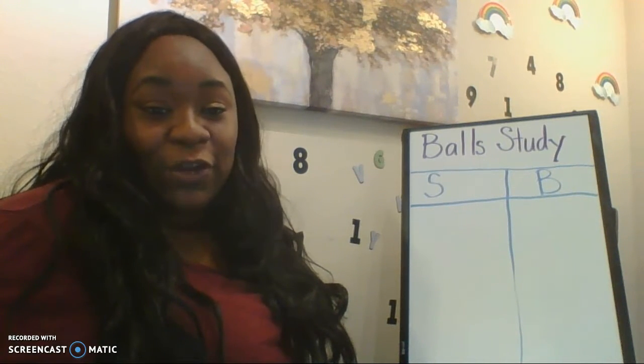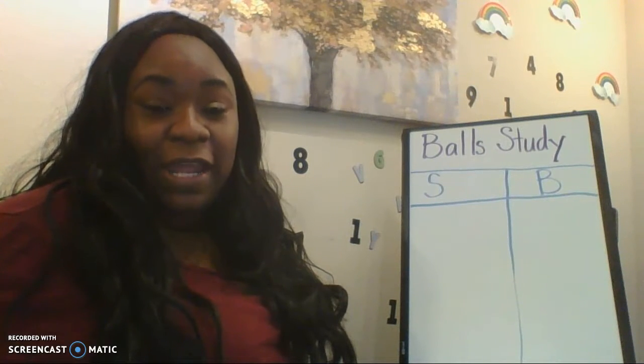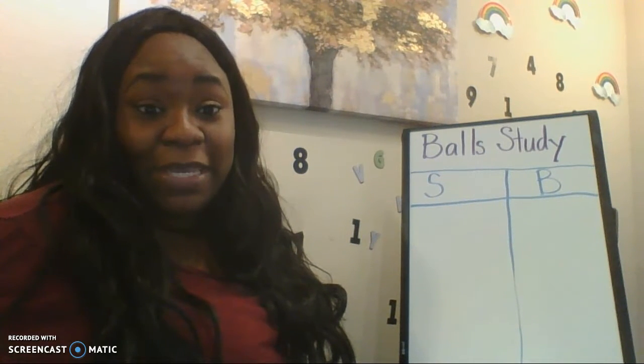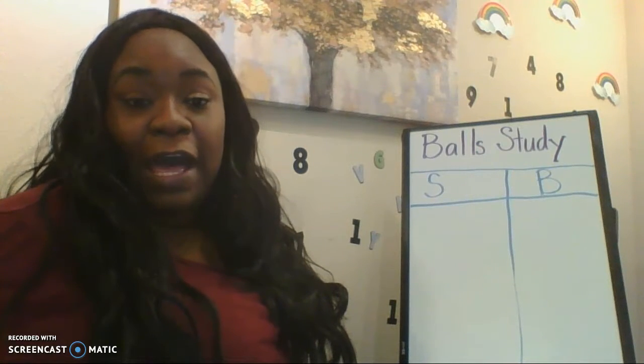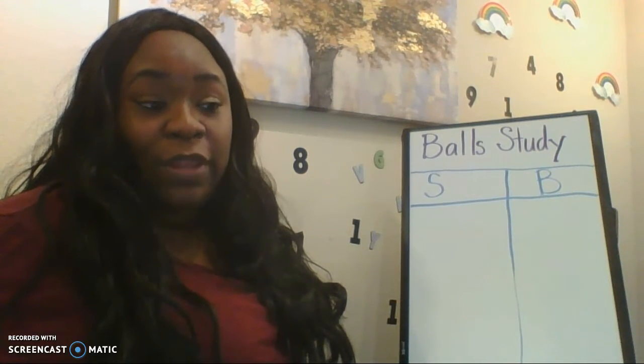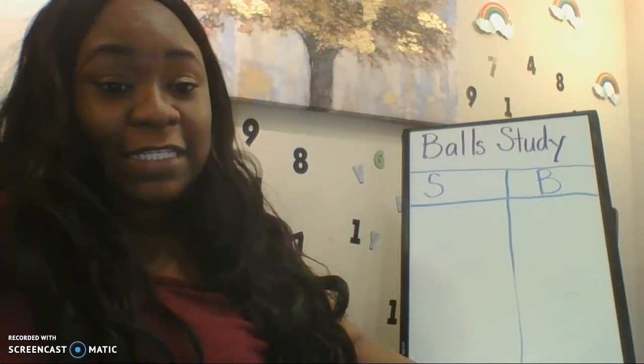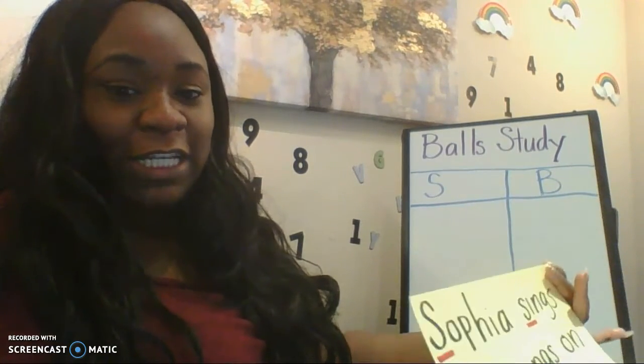We are going to learn today about alliteration. And alliteration means that words have the same beginning sound. Today, our letter for alliteration is S. So Ms. Charles has an example of what alliteration looks and sounds like, okay?